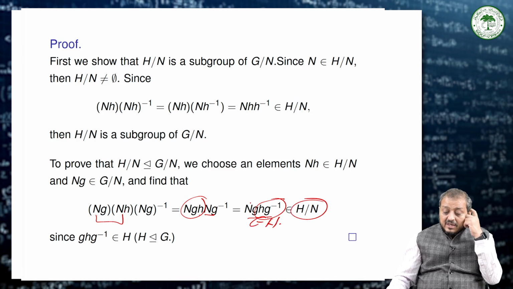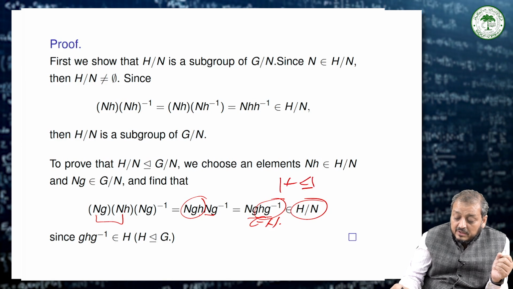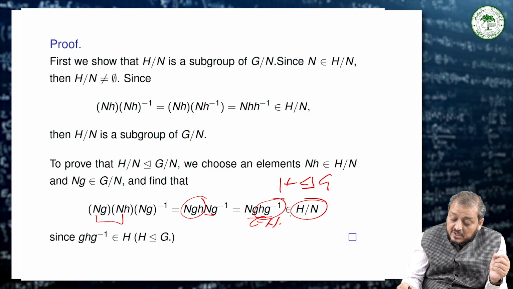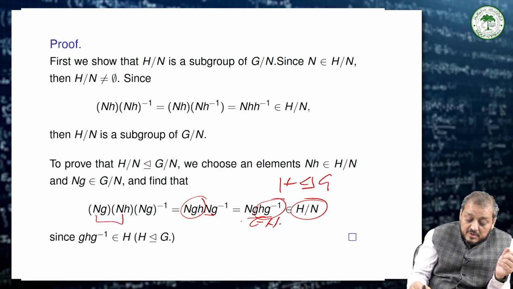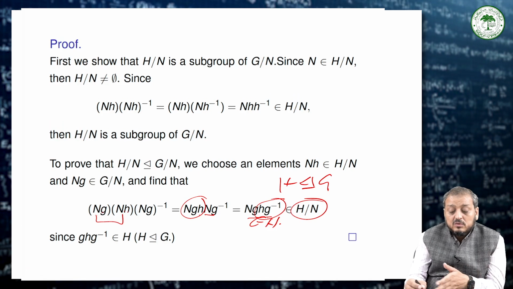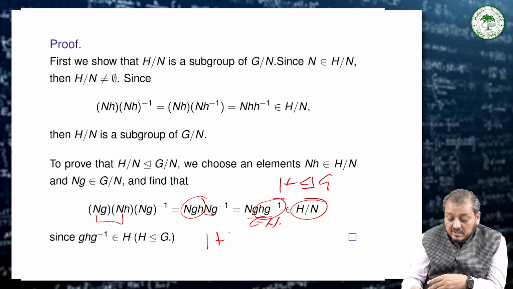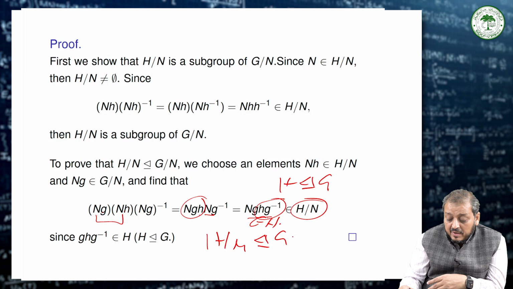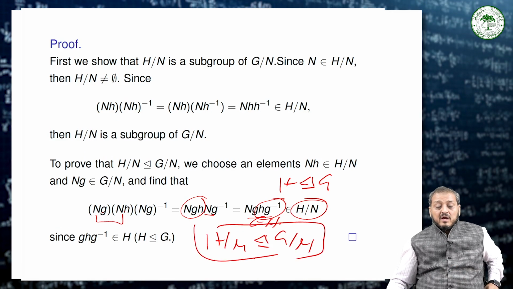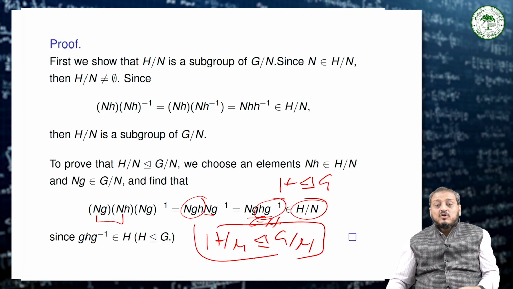So this means we can say that because H is normal in G, by the normality of H in G which we are using here, this is an element of H by N. So this means this element, and its inverse, also belongs to H by N. So this means we can say that H by N is normal in G by N. So the first objective is proved, and this clearly satisfies this condition. So this is a normal subgroup.